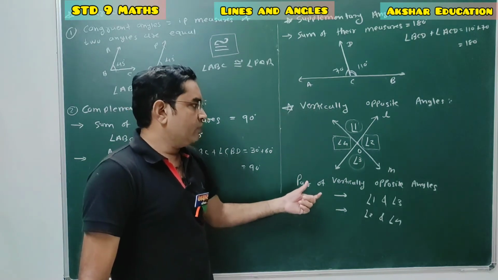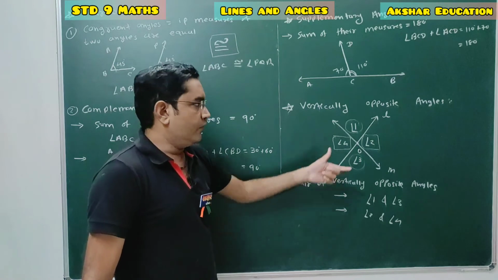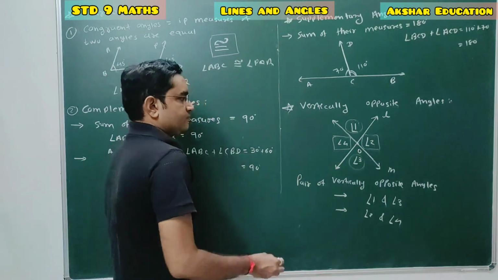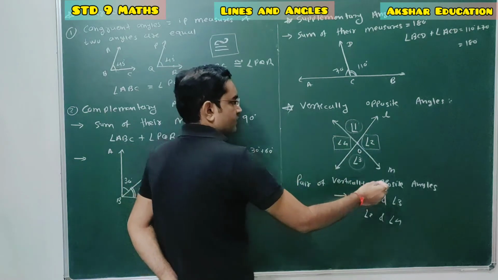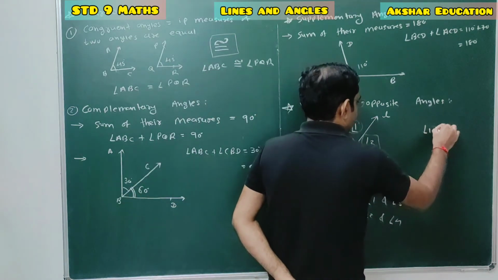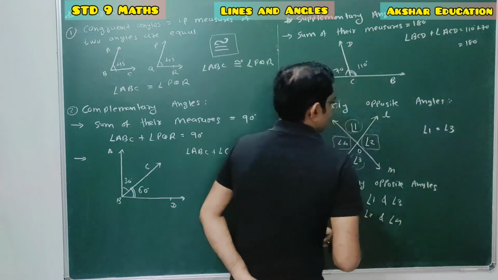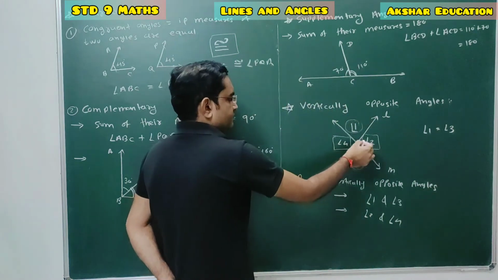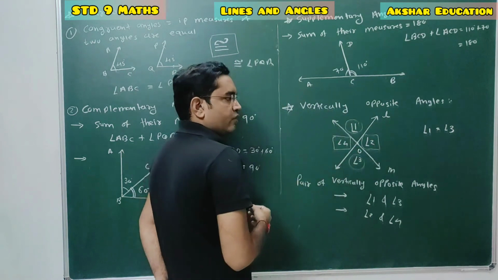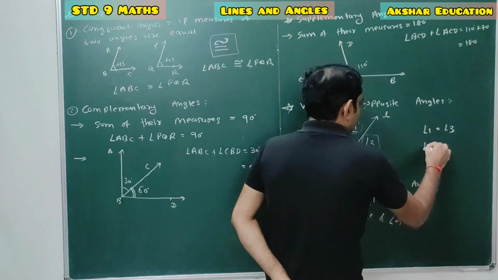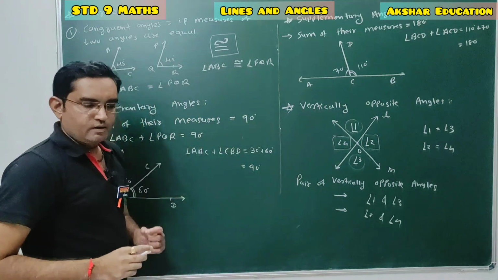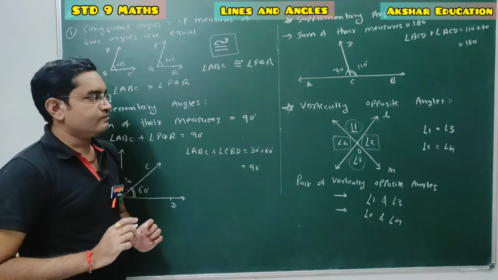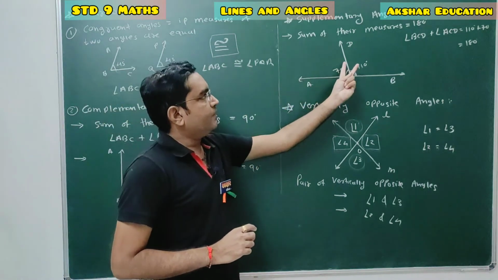But here you have to remember it as a property. Vertically opposite angles are always equal. The pair of vertically opposite angles are 1 and 3, so angle 1 will always be equal to angle 3. And angle 2 and angle 4 are a pair of vertically opposite angles, so angle 2 will always be equal to angle 4. Done? Similarly, these supplementary angles.